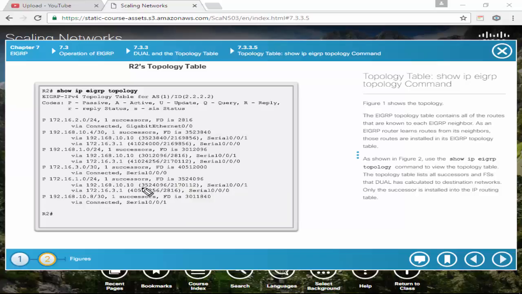This is the feasible distance, alright? And so this is the current successor, one successor, right here. And we know it's the successor because it's the same as the feasible distance. So now, this actually could be a feasible successor because the reported distance is less than the feasible distance of the successor. Okay? And I know that's a lot, but if you read over it, it starts making sense. But it is a little confusing.